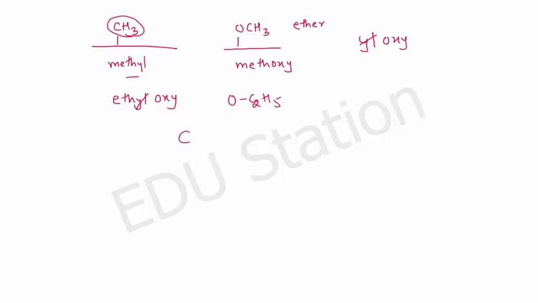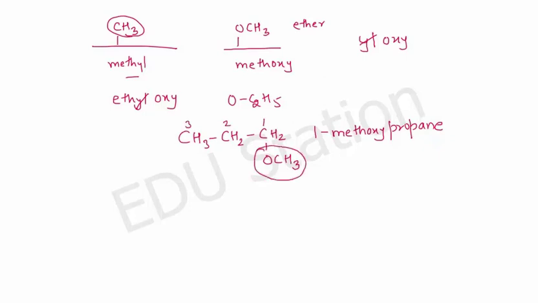So if you have CH3, CH2, CH2, OCH3, this will be written as 1-methoxypropane. 1, 2, 3. This is methoxy. 3 carbons, prop, all single bonds, ane. 1-methoxypropane.